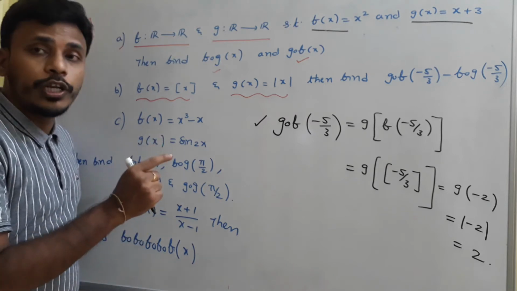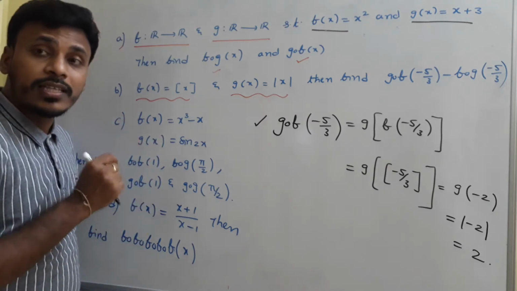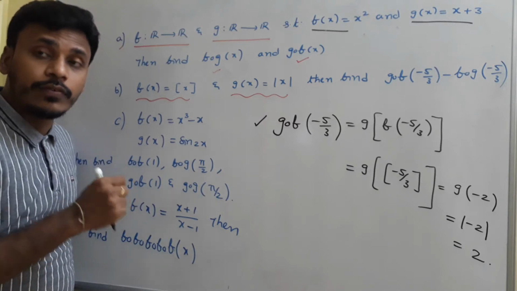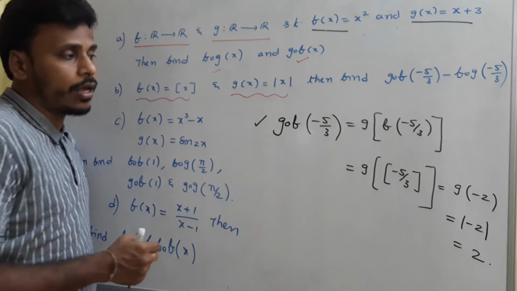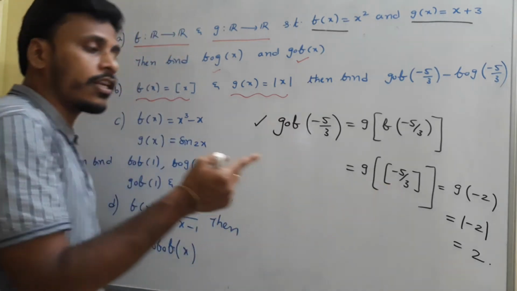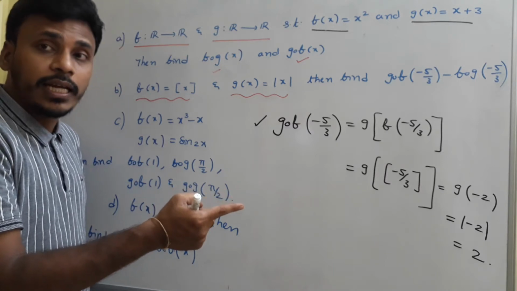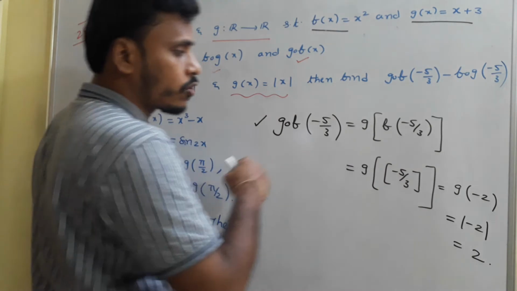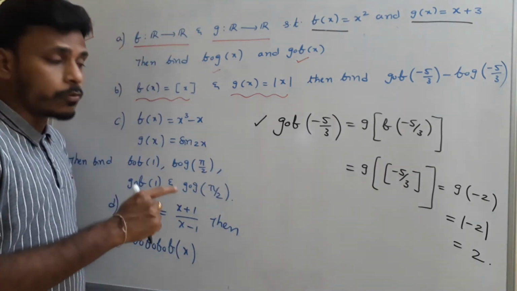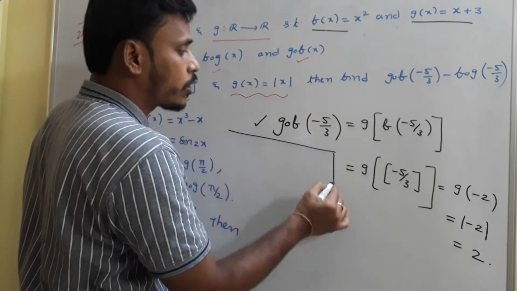Okay, so here you need to know the definition of step x. What is step x? Step x gives us the integer which is just left side of the given number. Here minus 5 by 3 is minus 1 point something. For that minus 1 point something, the integer just left side of it is minus 2. So this value is minus 2. So g of minus 2 is modulus of minus 2 and it is 2. Okay, so that's your answer.